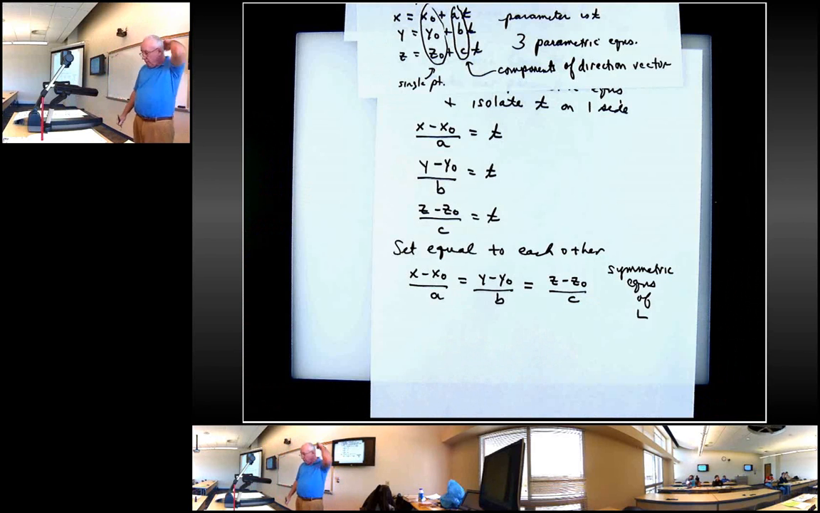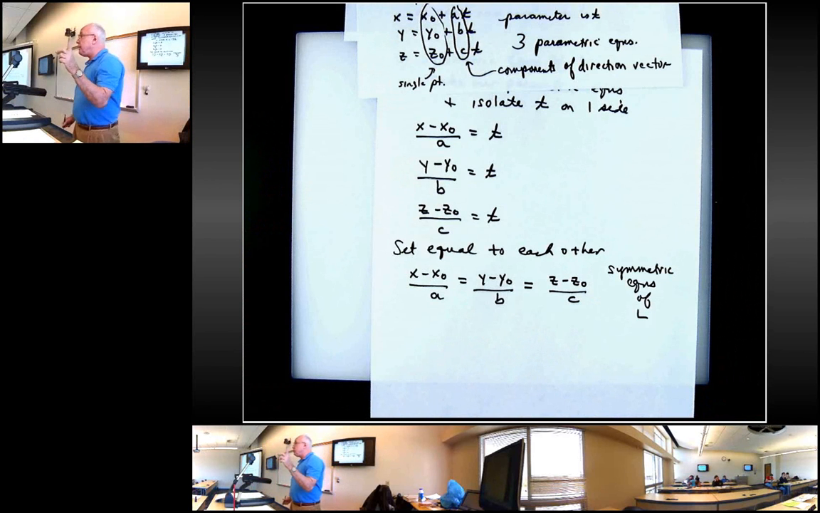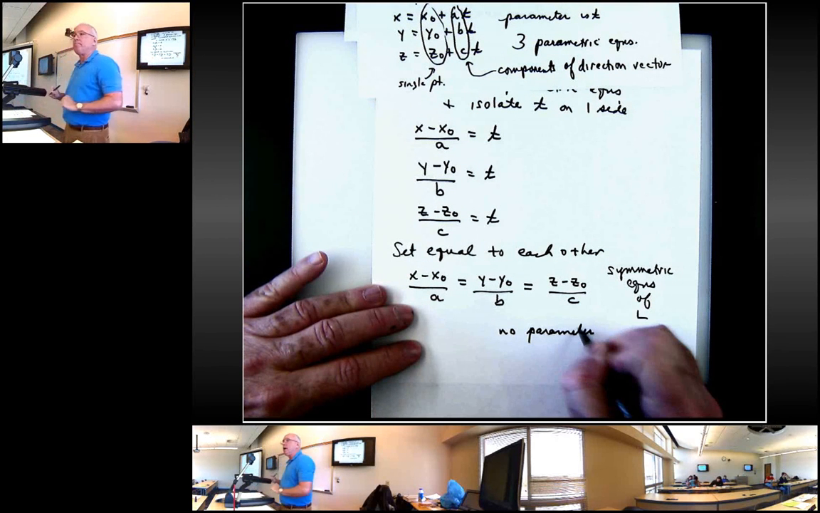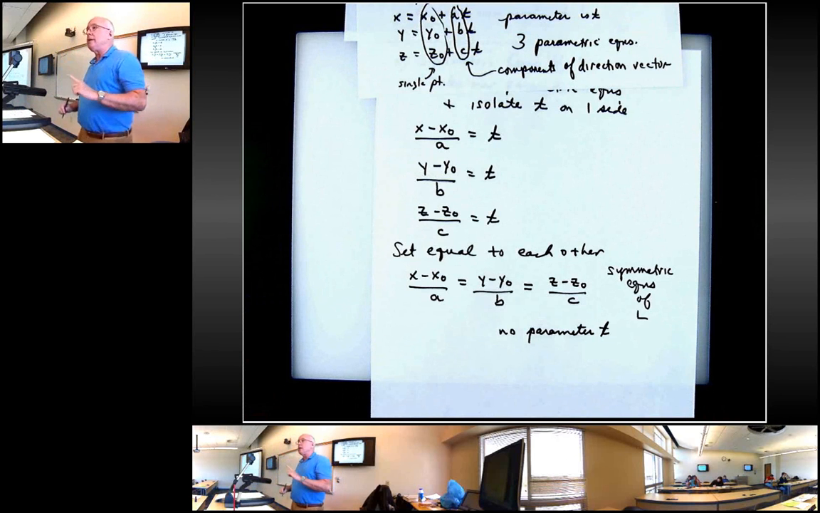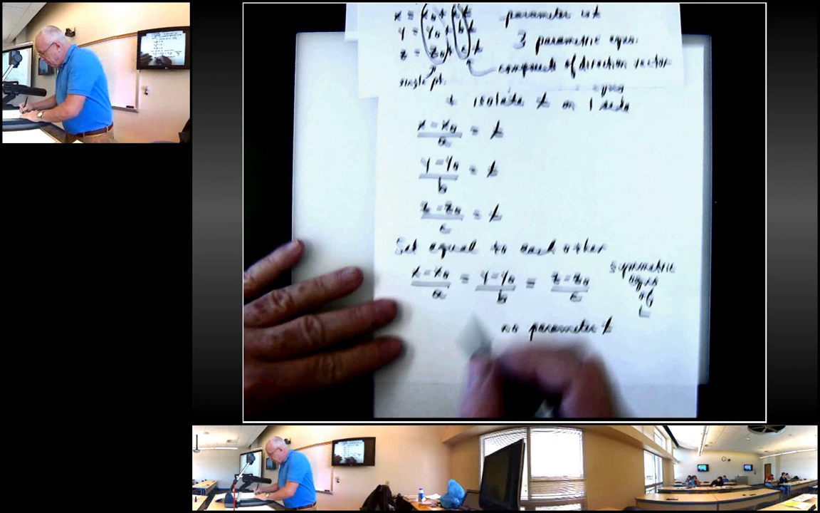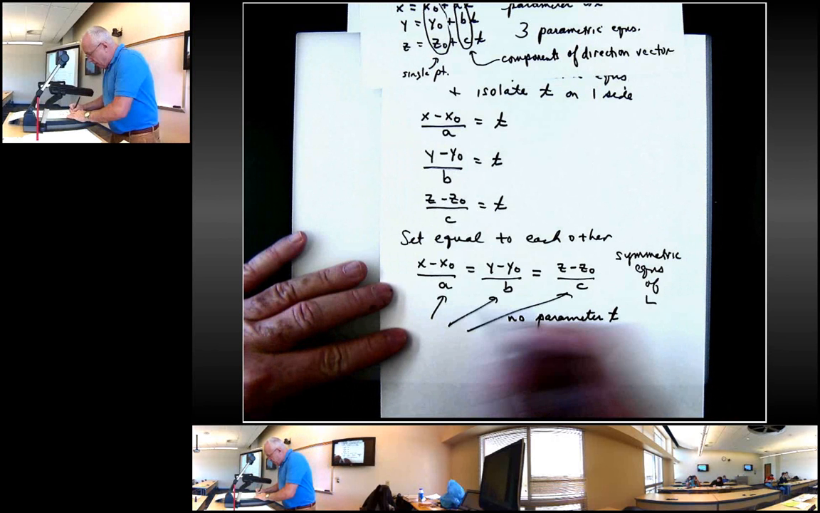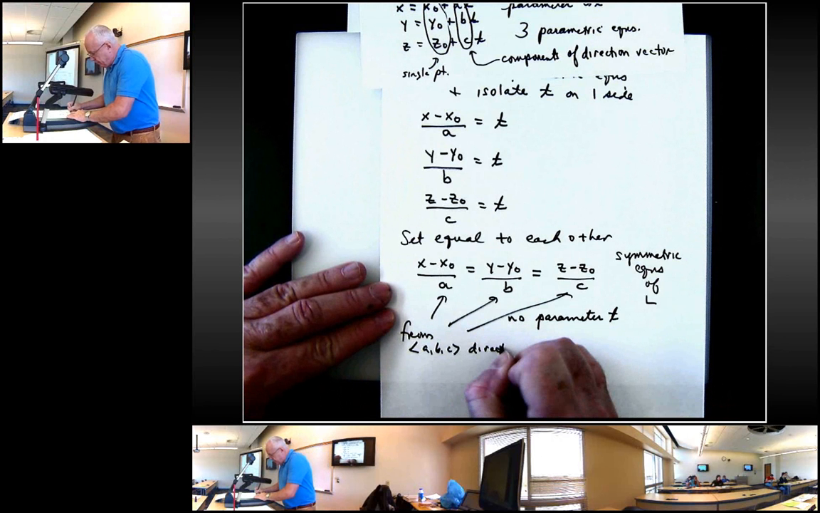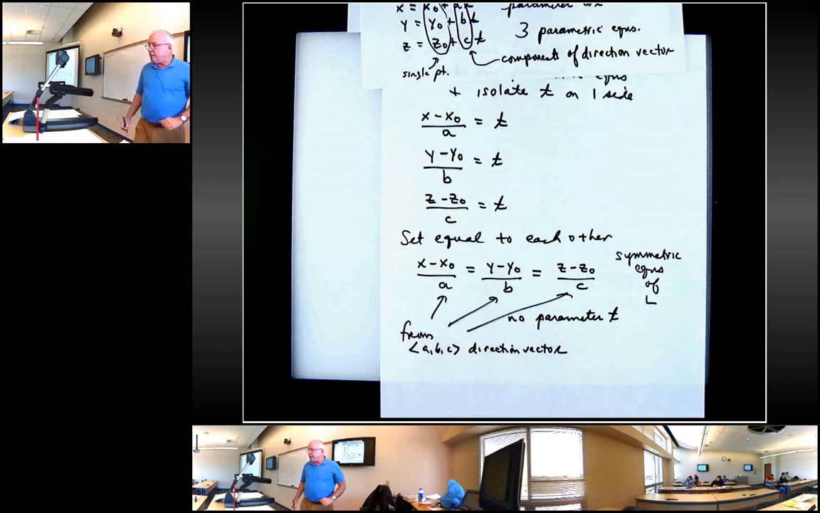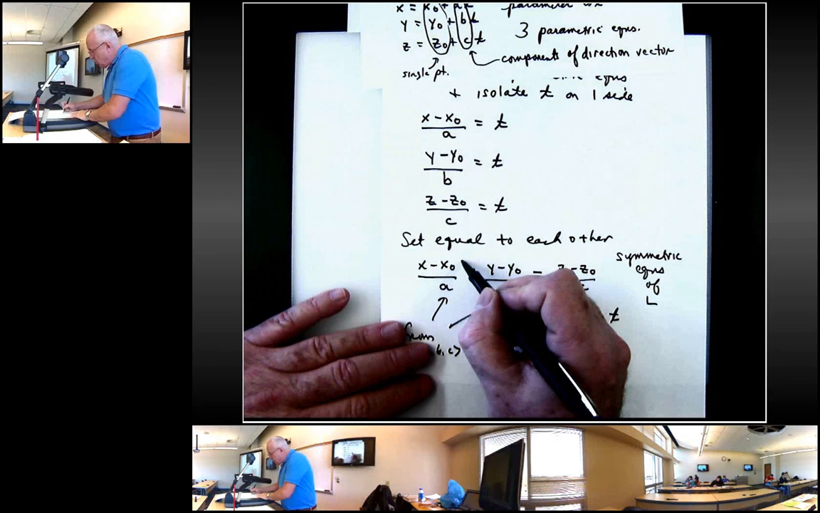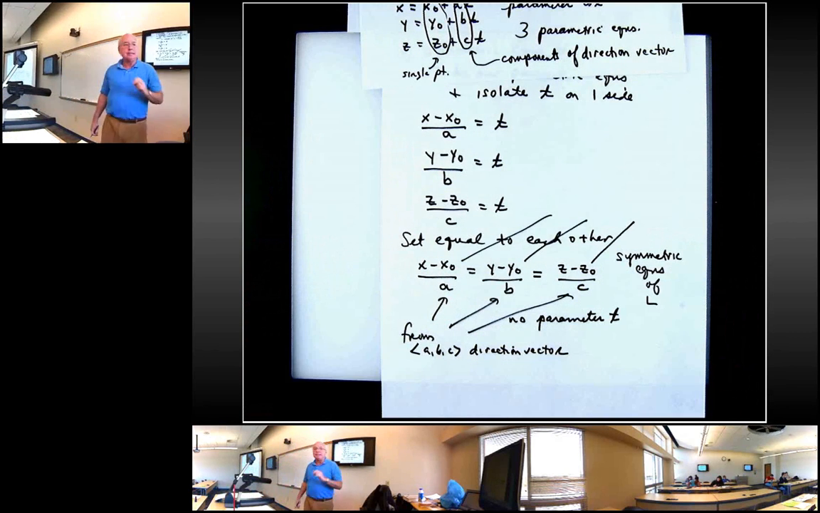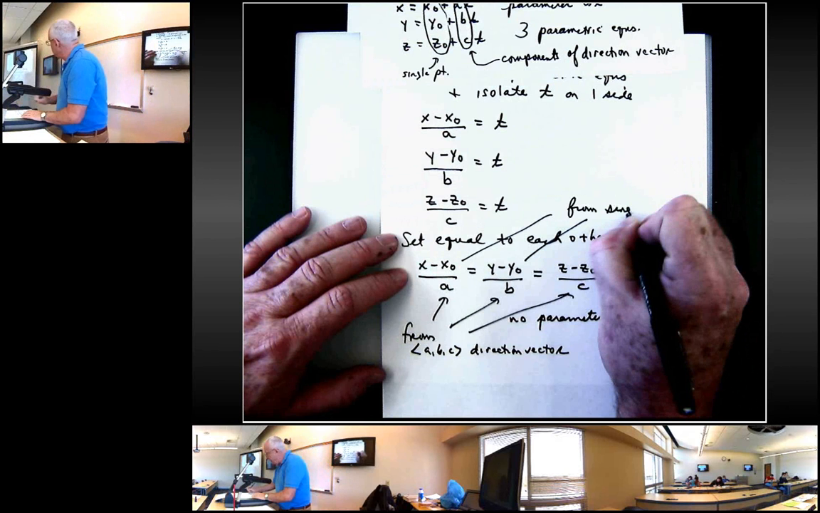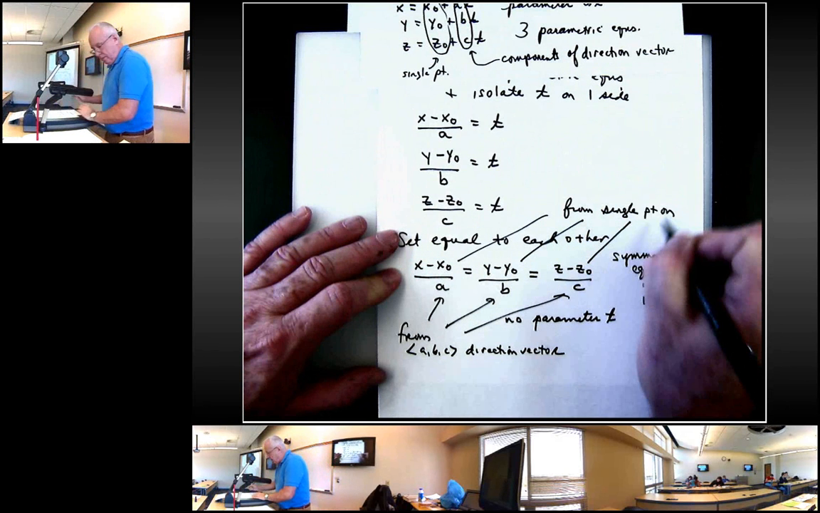And these are the symmetric equations of a line. So a couple things to notice. First of all, there's no parameter t. And then notice that the numbers in the denominator are the direction numbers, from a, b, c, the direction vector. And then the numbers up here, x naught, y naught, and z naught, are from a single point on the line, a single point on L. Okay.